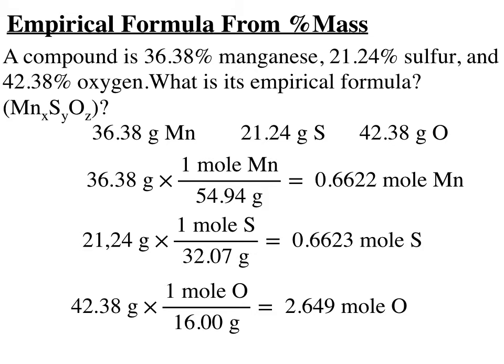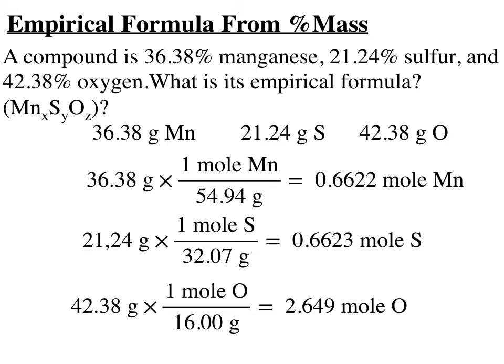And if we have 100 grams of the compound, then we would have 36.38 grams of manganese in that 100 grams, since that's the percentage. We'd have 21.24 grams of sulfur and 42.38 grams of oxygen. Then all I have to do is find those. Of course, the empirical formula represents the lowest whole number ratio of these materials in the compound. And these masses don't reflect how many manganese, how many sulfur, how many oxygen are present.